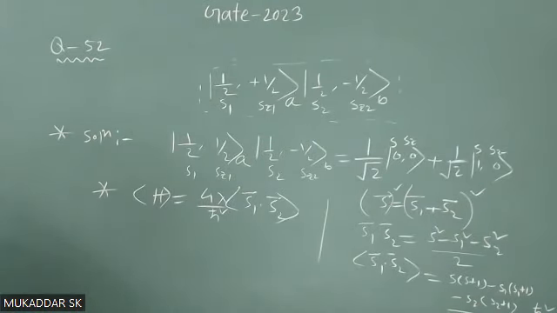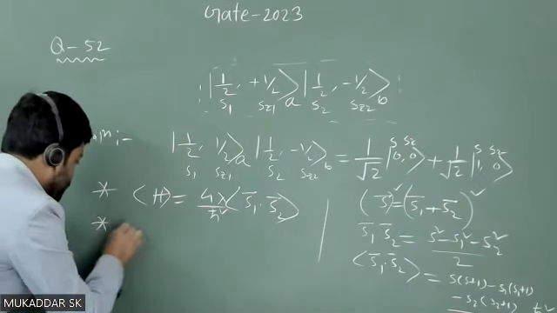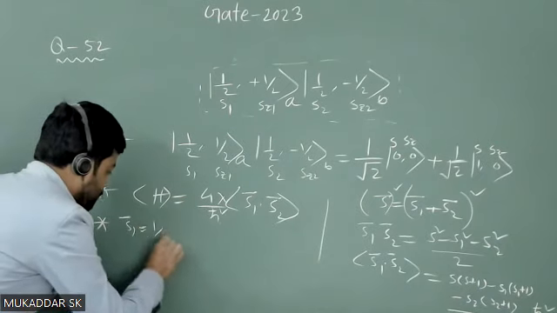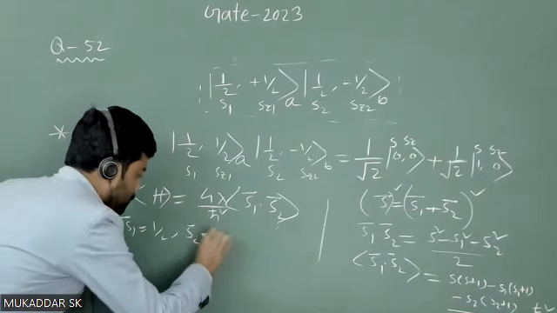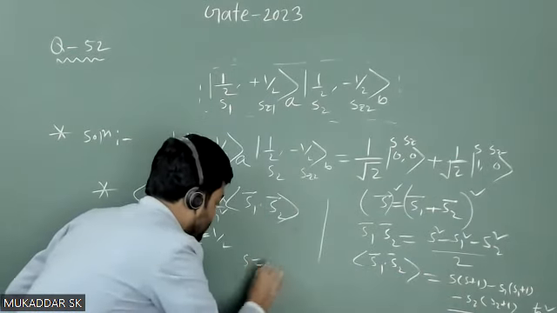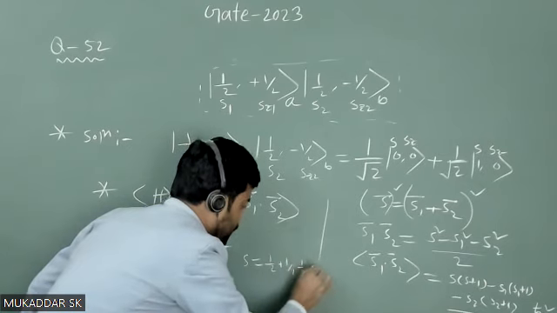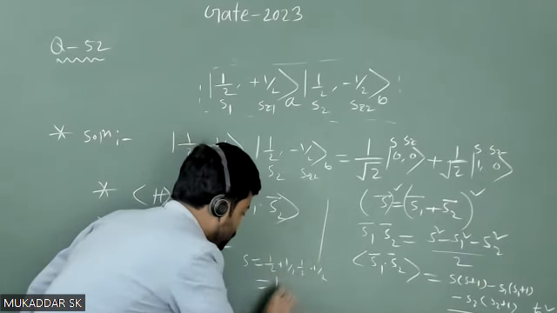You have a two spin system. So the net spin can be: you have two spins, S1 that is half, S2 that is also half. So the net S will be how much? It can be half plus half, or it can be half minus half. So it can be 1 or 0.